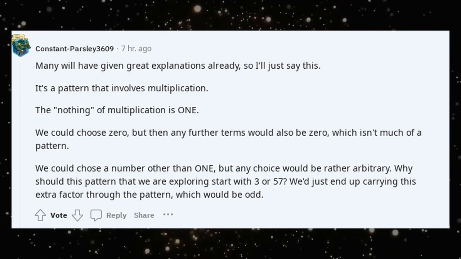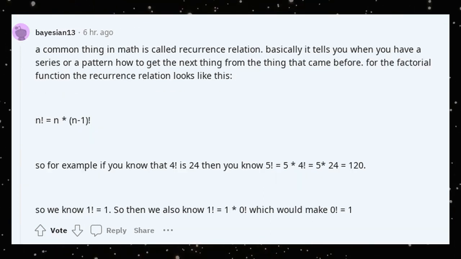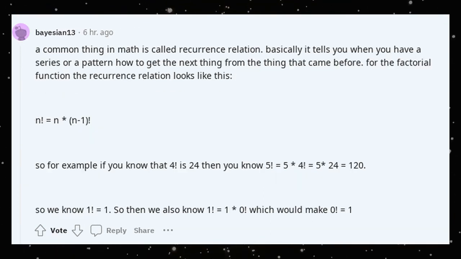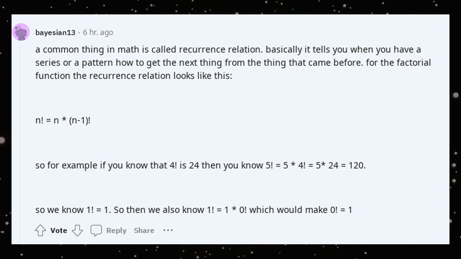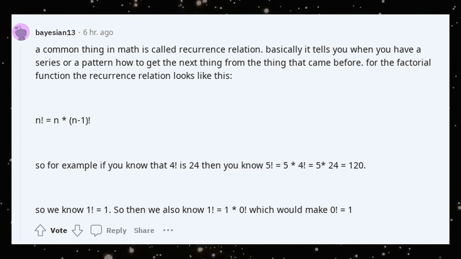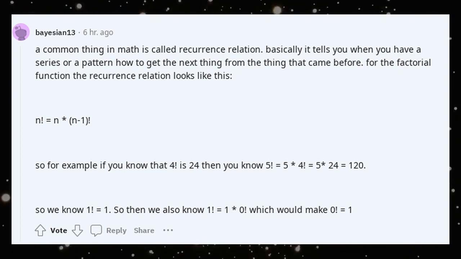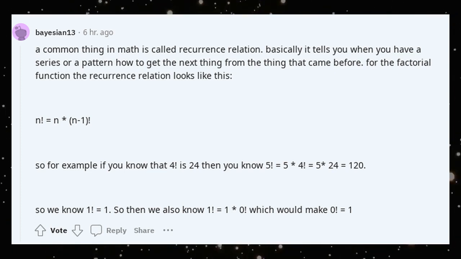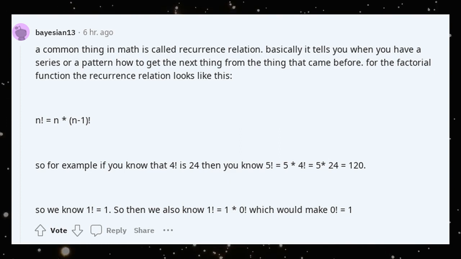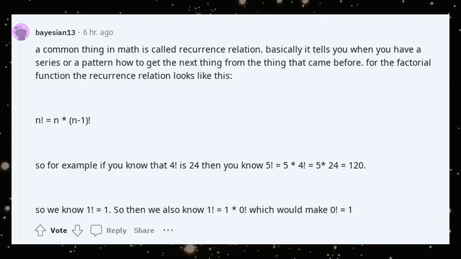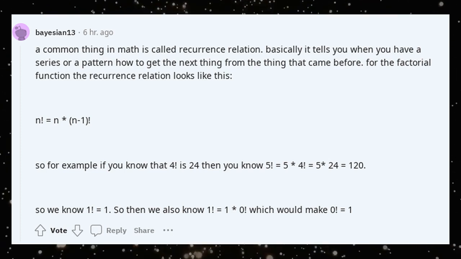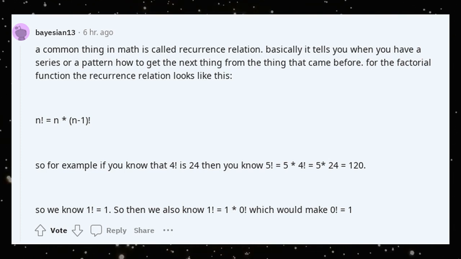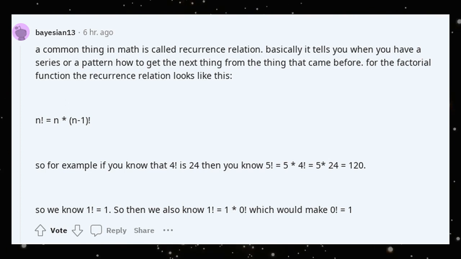Which would be odd. A common thing in math is called a recurrence relation. Basically it tells you, when you have a series or a pattern, how to get the next thing from the thing that came before. For the factorial function, the recurrence relation looks like this: n! = n × (n-1)!. So for example, if you know that 4! is 24, then you know 5! = 5 × 4! = 5 × 24 = 120.